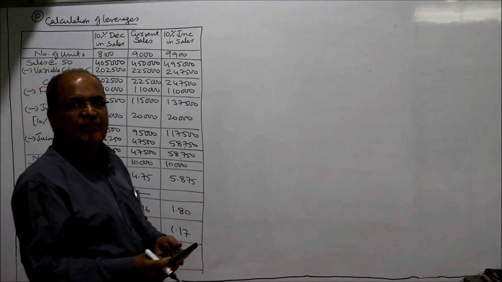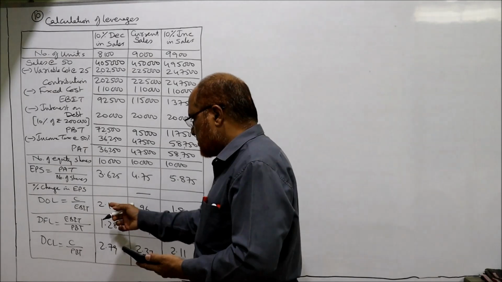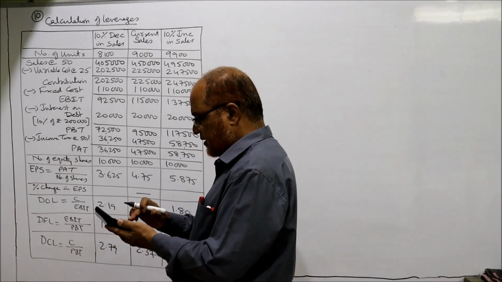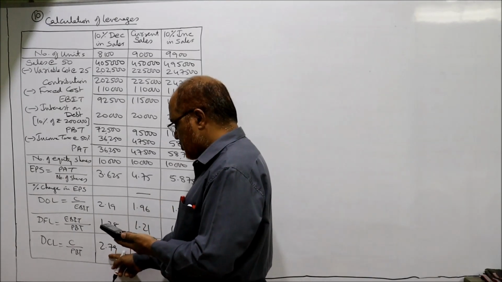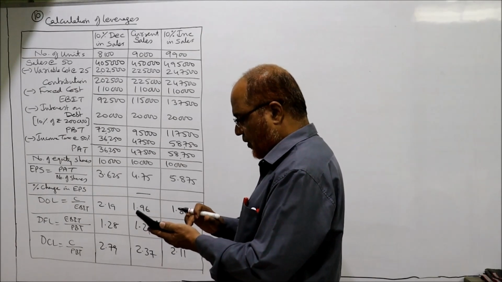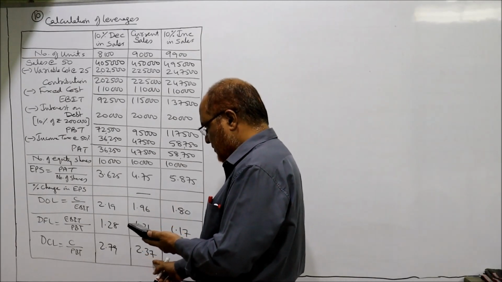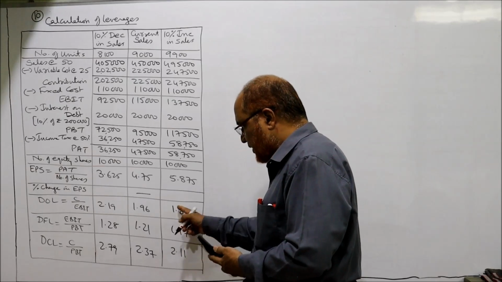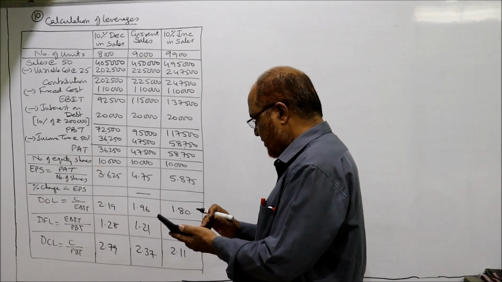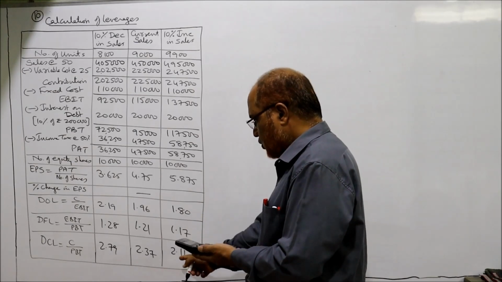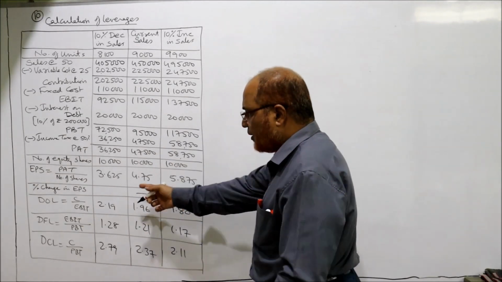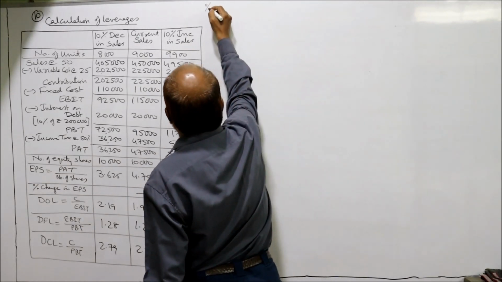We can confirm it. After making this, we can confirm whether our calculations are correct or not. Simply multiply 2.19 into 1.28, you should get 2.8 or 2.79. Similarly, 1.96 into 1.21, 2.37, we got it. Multiply these two, DOL into DFL, you should get DCL. 1.8 into 1.17, 2.11. That's it. Our calculations are correct. Now, percentage change in EPS.